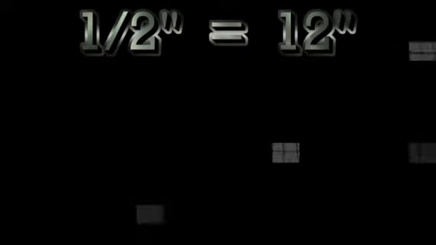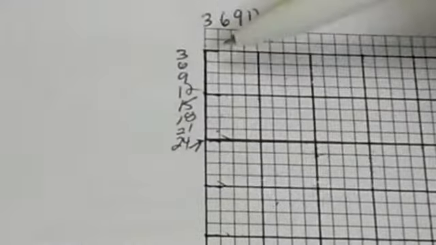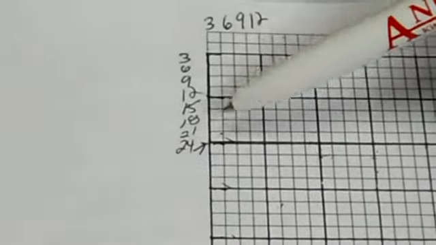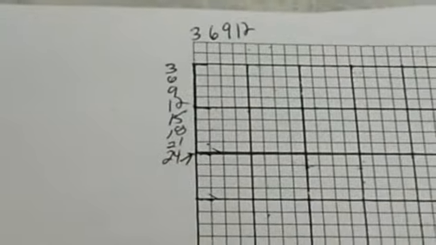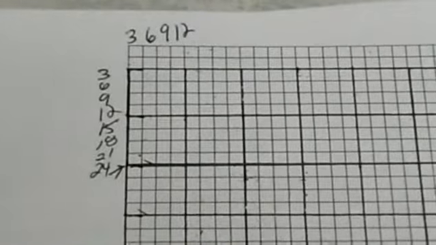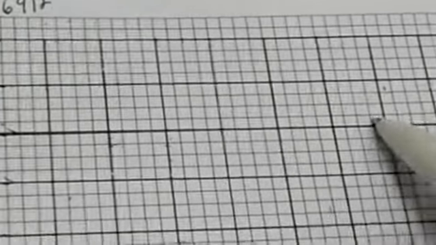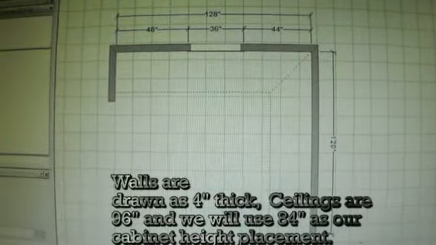1/2 inch equals 12 inches. Here I'm showing a graph paper. Each small square will represent 3 inches, vertically or horizontally. That would be your 1/2 inch scale. So each large square on your ruler should equal 1 foot. 1/2 inch scale is traditional to kitchen design. It's easier to read, and quite frankly, it's the right way to do it.